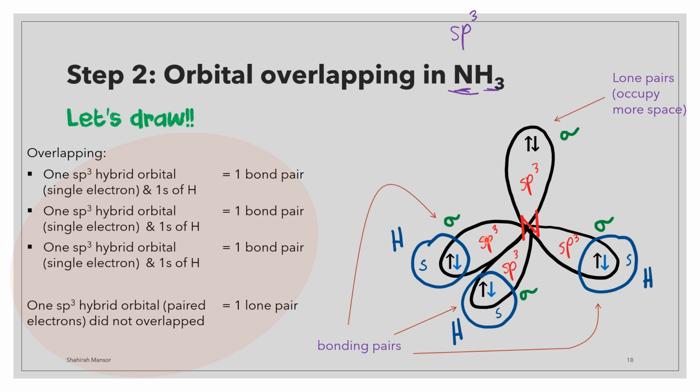So, overlapping di antara one sp3 hybrid orbital of nitrogen with one s orbital of hydrogen will form one bonding pair. So, bila ada saja 3 overlapping di sini, maka kita akan ada sebanyak 3 bonding pairs. Dan the other one here akan exist sebagai lone pair. So, by doing the hybridization and later the orbital overlapping, this will prove to us bagaimana pembentukan of the covalent bonding boleh berlaku di dalam ammonia molecule.